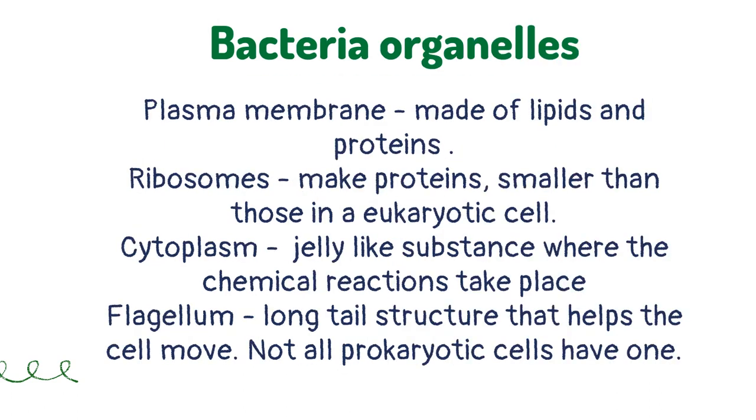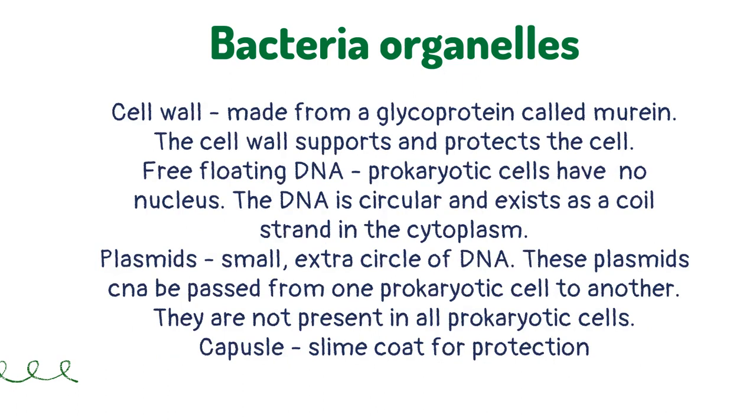The bacterial organelles are plasma membrane, made of lipids and proteins. Ribosomes make proteins, smaller than those in a eukaryotic cell. Cytoplasm, jelly-like substance where the chemical reactions take place. Flagellum, long tail structure that helps the cell move. Not all prokaryotic cells have one. Cell wall, made from a glycoprotein called murein. A glycoprotein is a protein that has an attached carbohydrate. The cell wall supports and protects the cell.